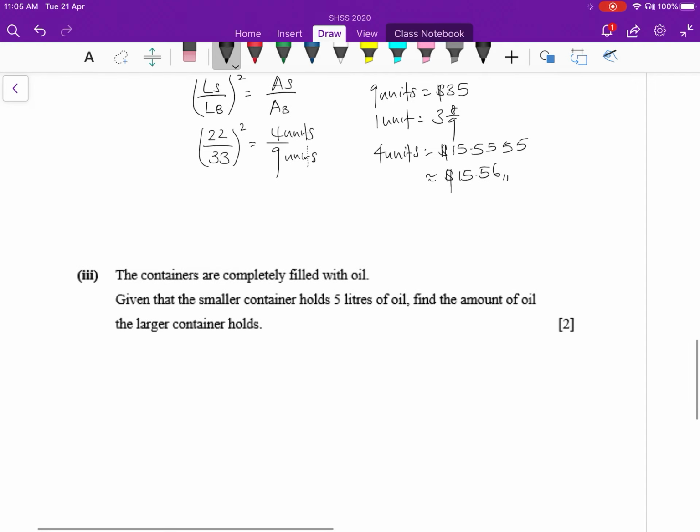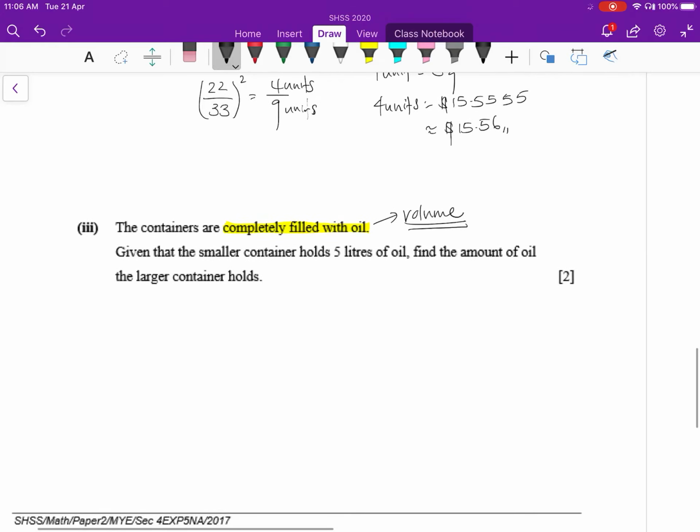The last part. The containers are completely filled with oil. Now, the moment you see completely filled with oil, the first thing that should come into your mind is this word: volume. The volume of the container. The smaller container holds 5 liters of oil. Again, I do the formula. Length of small over length of big, the whole thing cubed, will give you volume of small over volume of big. So I do the formula again.